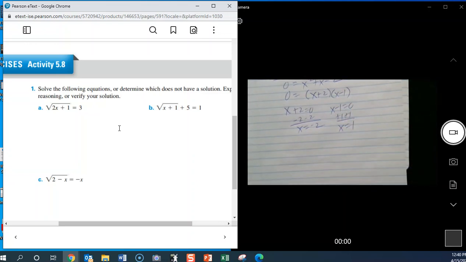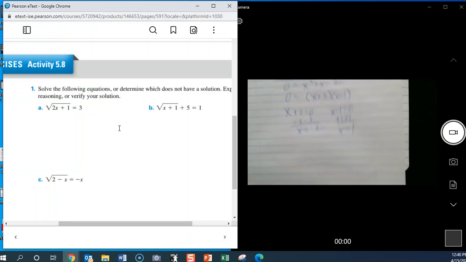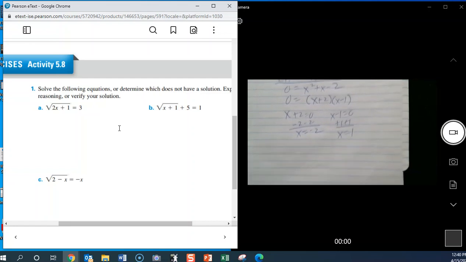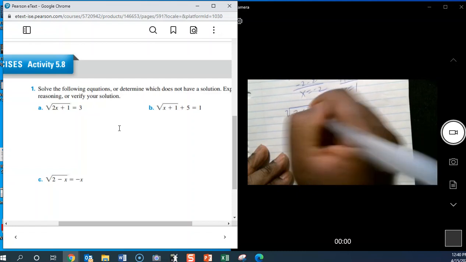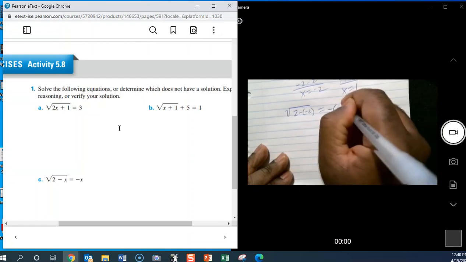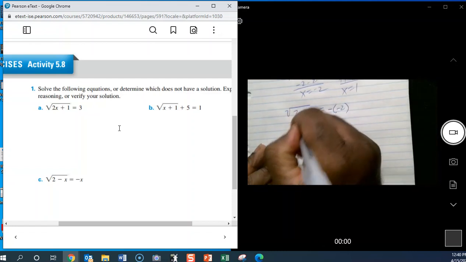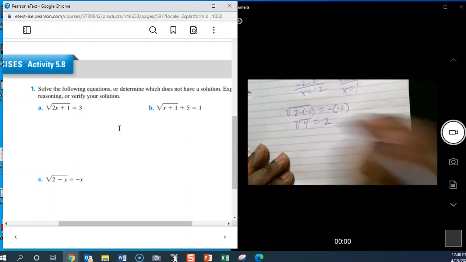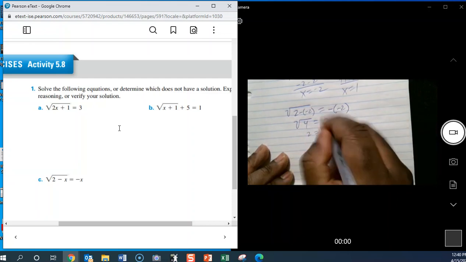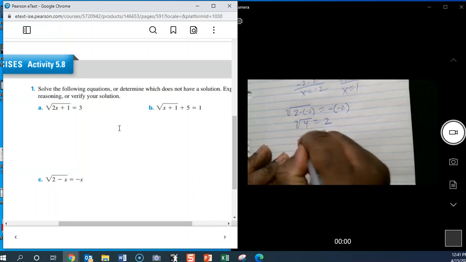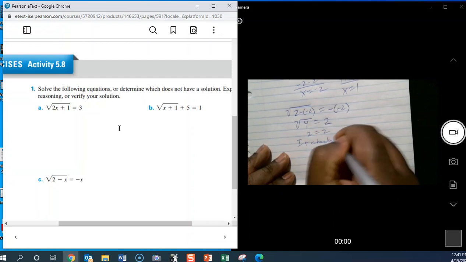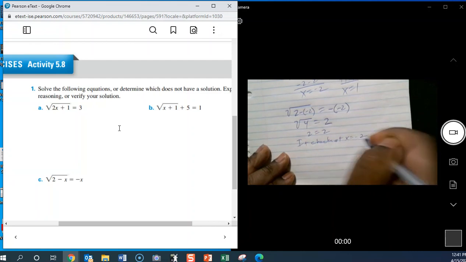Now, we have to check and see if this works. So, first I'm going to try the negative 2. So we have the square root of 2 minus a negative 2 is equal to the opposite of negative 2. So this would be the square root of 4 is equal to 2. And we know 2 equals 2. So we know x equals negative 2 works. Okay, so we could say it checks at x equals negative 2.